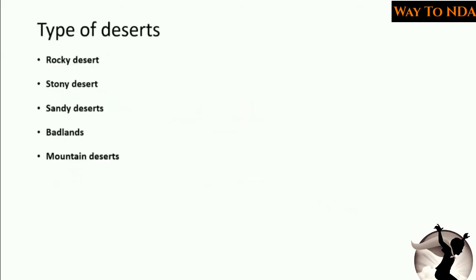Now let's see what the types of deserts are. There are rocky deserts, stony deserts, sandy deserts, then badlands, and then mountain deserts. First we will start with the rocky desert, then we will study stony, sandy, badland and mountain.